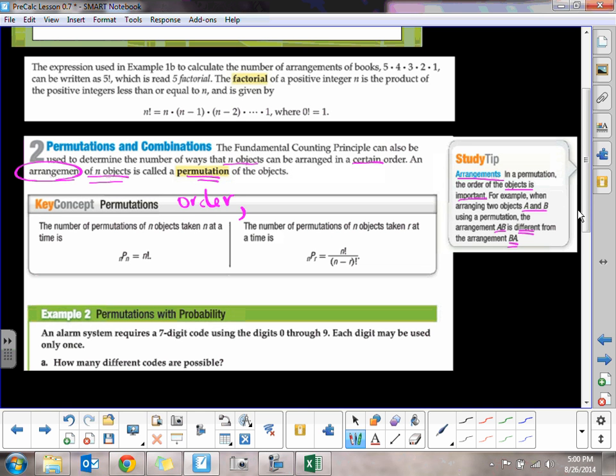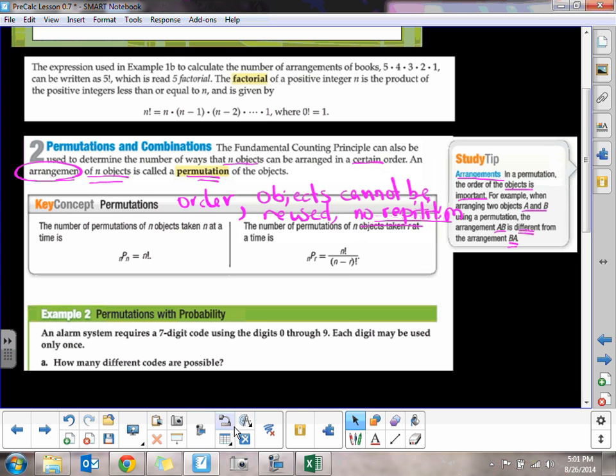The second thing that's implied is the objects may not be reused. So the objects cannot be reused. In other language, we're saying there is no repetition of objects. So we can't repeat an object. Once the object is used, it cannot come up again and be used in the next sequence. So permutation is the big idea. Order is important. No repetition of your objects is allowed.